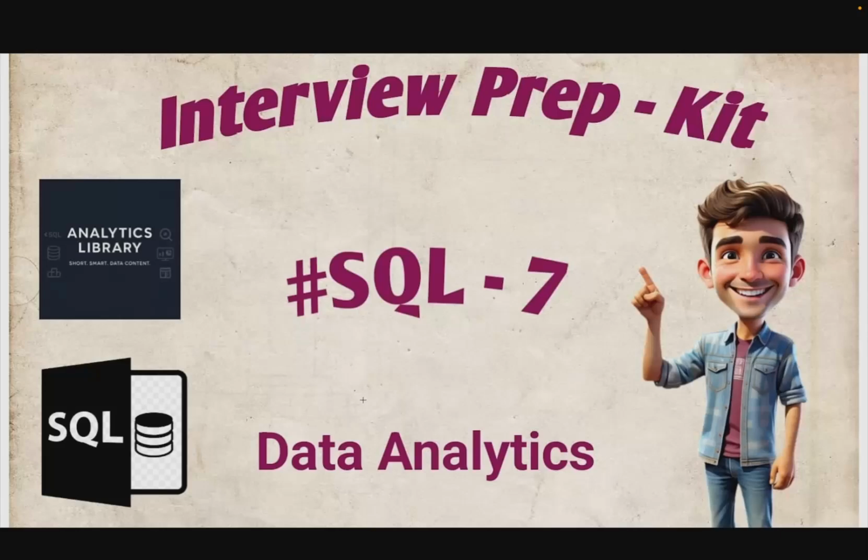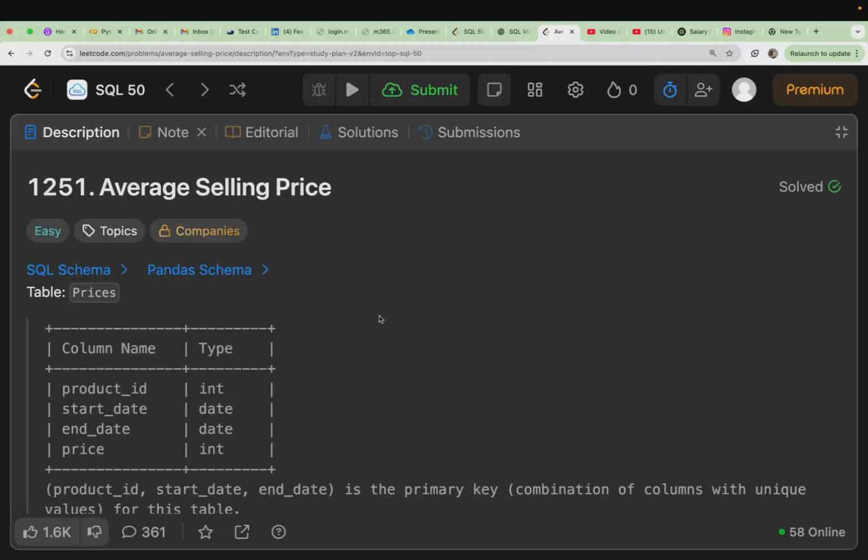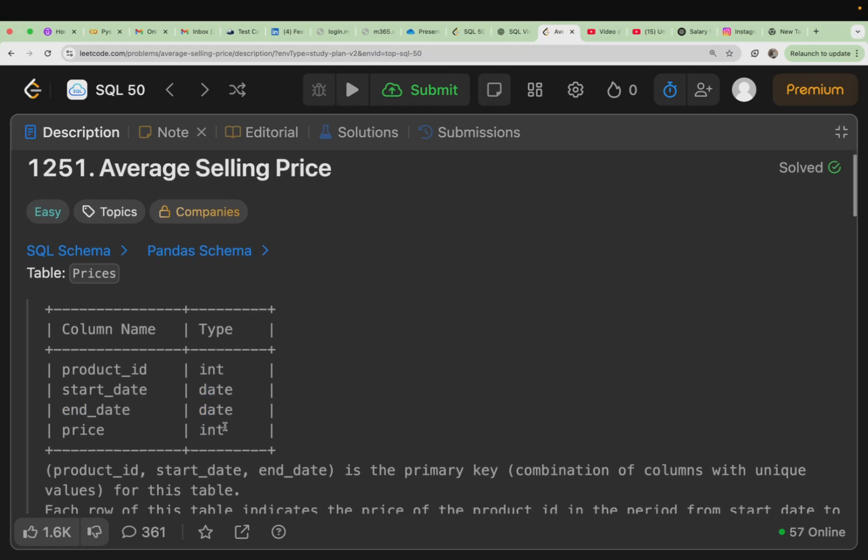Hi everyone, today let's try to solve one problem which will help you level up your understanding of SQL aggregations. So let's look at the problem now. Here we have two tables. One is prices, which contains the price of the product over an interval of time. Let me give you an example about it.